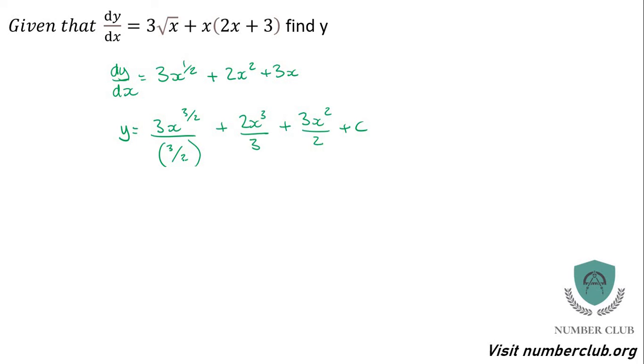What actually happens is that the 2 is going to multiply by the 3, and so you get 6 over 3, which is 2. So you'll get 2x to the power of 3 over 2 plus 2x cubed all over 3 plus 3x squared all over 2 plus c. Okay, hopefully you managed to beat me to it. If you did, well done.